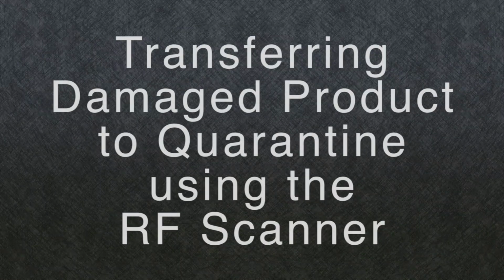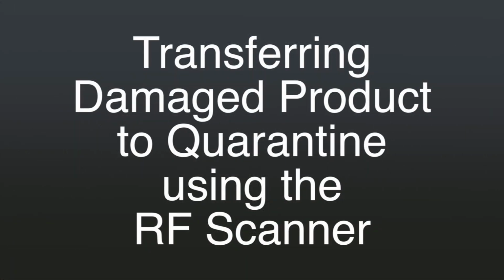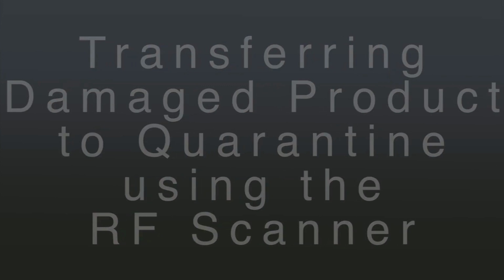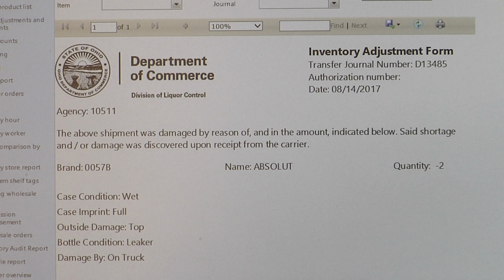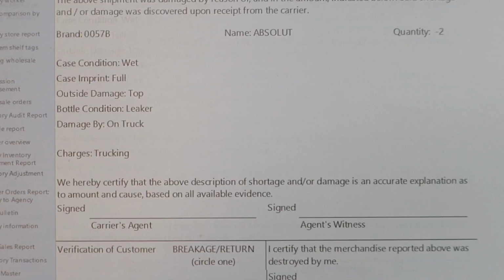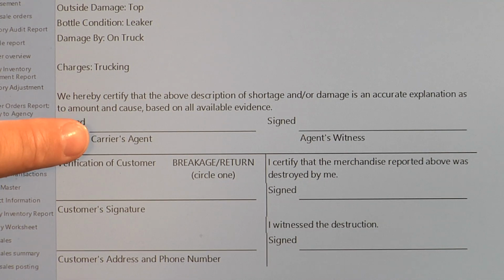And welcome. In this video, you will learn how to transfer damaged product to quarantine using the RF scanner. These steps should be completed while the driver is still there, so that he or she can sign the inventory adjustment form at the completion of this process.